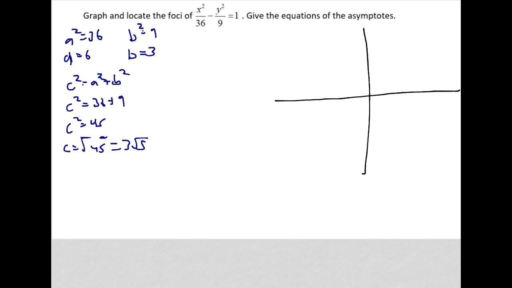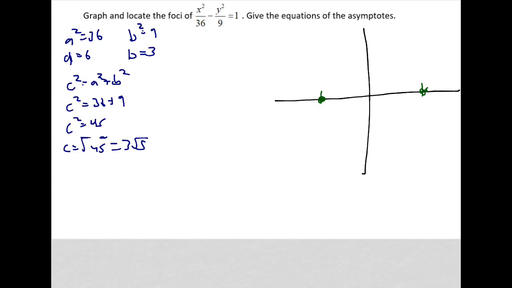How are we going to draw this? Well, it means that from the center we should go to the left 6 units and to the right 6 units. So the vertices are going to be here, right? And once again, this hyperbola is going to open left to right. So that's a, 6 units in each direction.